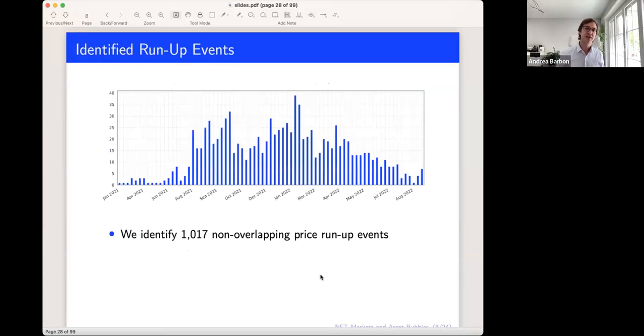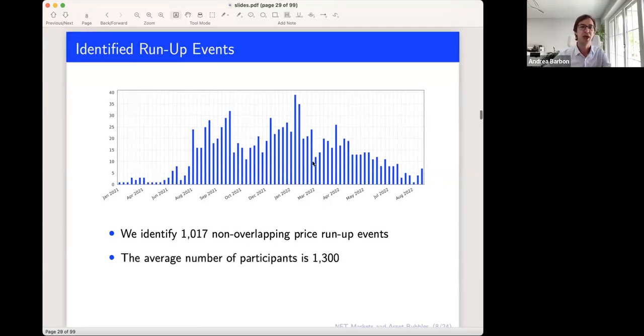All right, so let's look at the identified events and how they spread out over time. We have basically 1,000 events, and those are non-overlapping, meaning that if we identify a run-up event for a collection on a given day, that is going to exclude that day for the other events. And as you can see, they are kind of evenly distributed across the sample. It's not that price run-up events just happen within one specific month or one specific week.